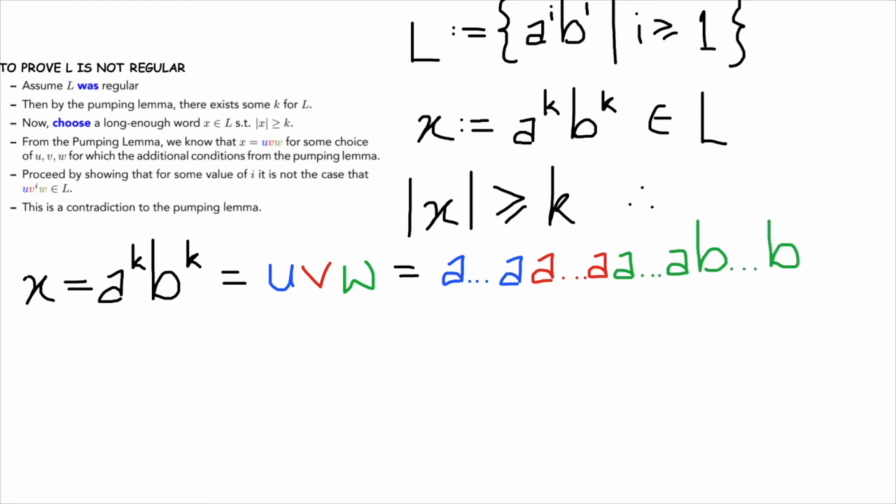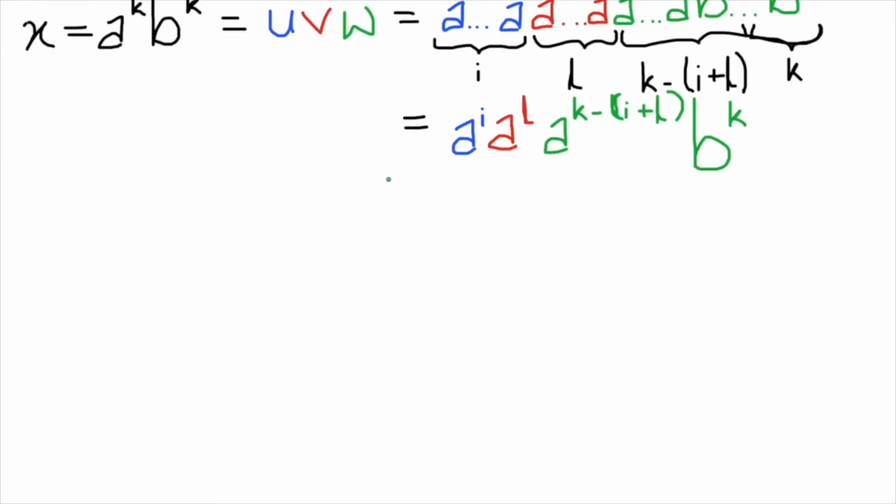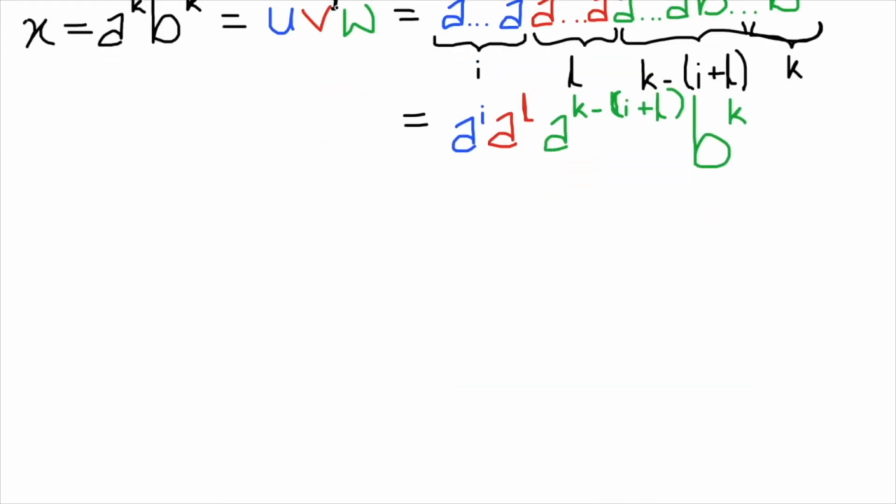So finally, a to the k, b to the k is split into 3 parts: a to the i, a to the l, and the remaining A's, which is a to the k minus i plus l, and k B's. This is how we split a to the k, b to the k into u, v, and w. Here, the original word x is split into u, v to the 1, and w. When we pump up the word once more, we have u, v squared, and w.